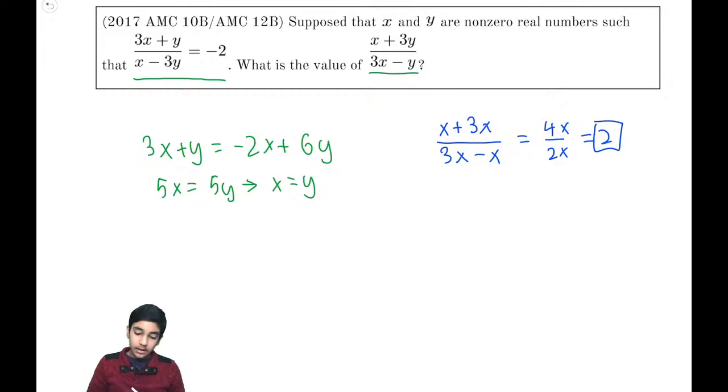Okay, so the main idea for this problem is we just cross multiply, we get what x is in terms of y, and then we plug it into our expression to get what this fraction is. And notice that we never actually had to solve for x or y individually.